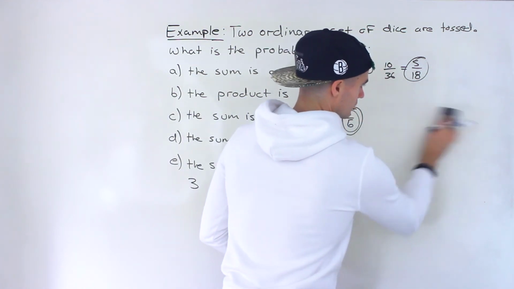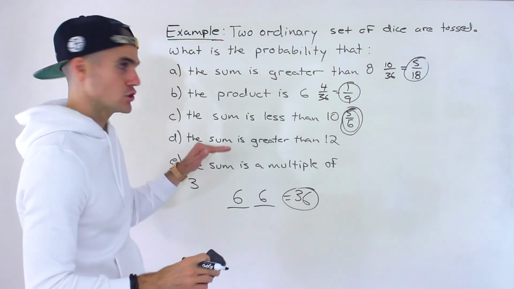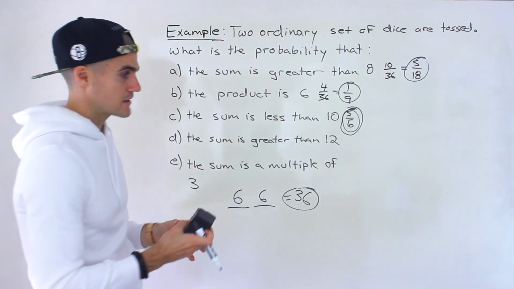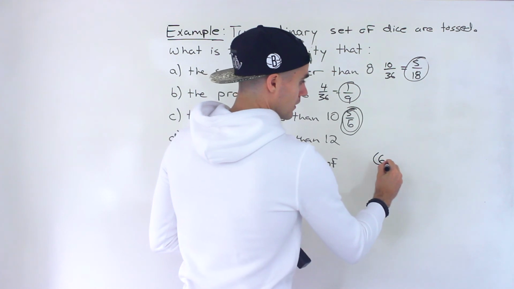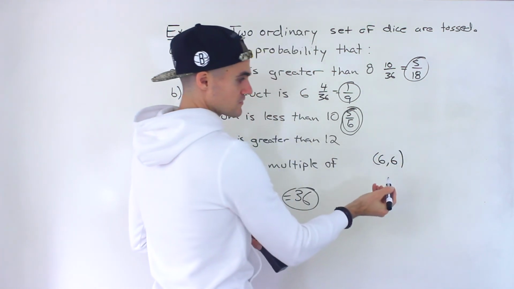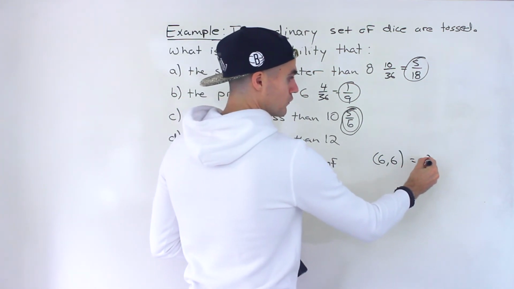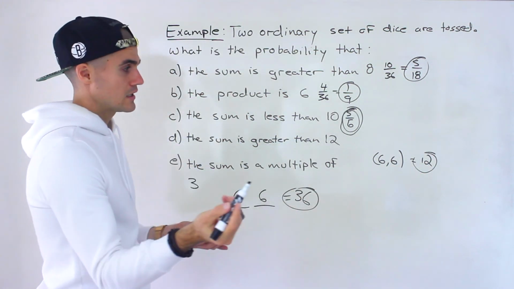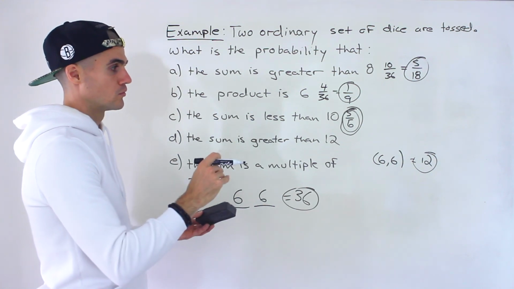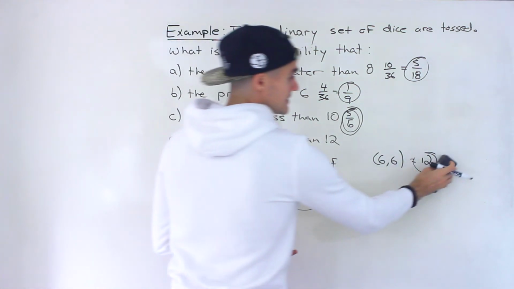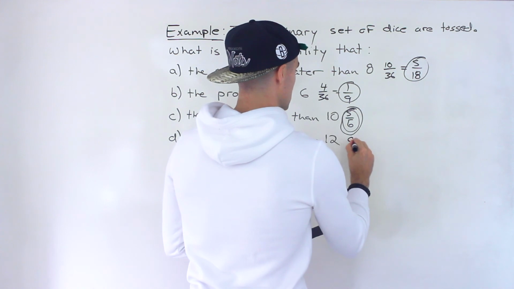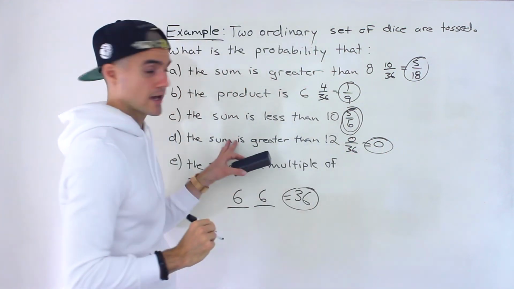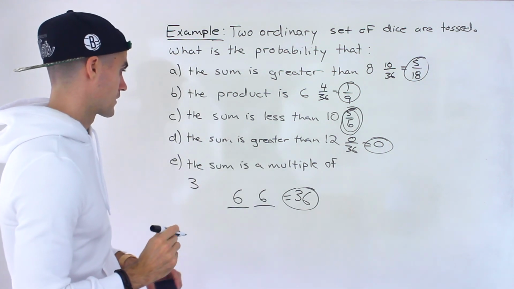Well, notice that there's actually no ways that that could happen, because what's the max sum? The max sum would be if both dice took the highest value of 6, the sum of that is 12. So that's the max sum. So a sum greater than 12 is not possible. There's no possibilities for that. So it would be 0 over 36. So a probability of 0. No chance of that happening.